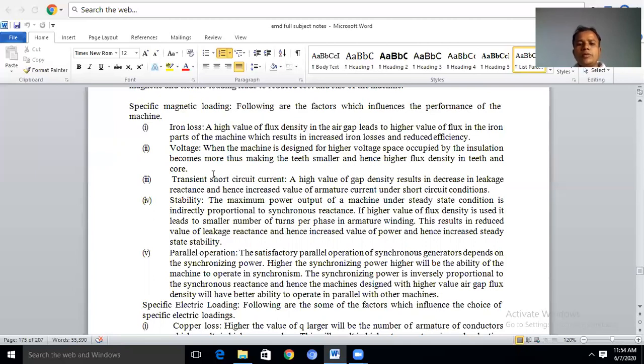So if insulation is more, it makes the teeth smaller and hence gives higher flux density in the teeth and the core. So the third is transient short circuit current. What is transient short circuit current?